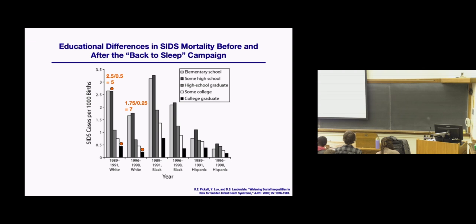So now let's look at different groups. Let's just pick whites here, just for the sake of argument. This is SIDS cases per 1,000 births. And we're going to look at 1989 to 1991, before the campaign. And we're going to look at the gradient by education.